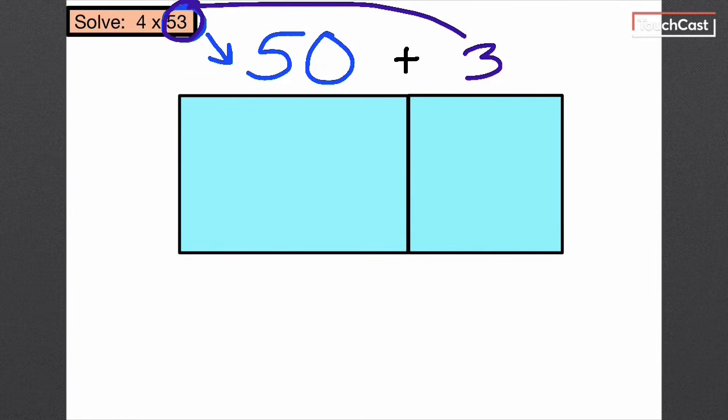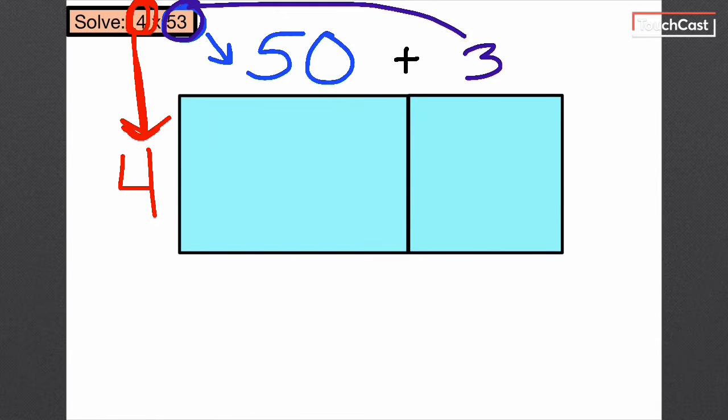The next thing I'm going to do is bring my other number right down here. So I have a 4. I'm going to bring him right down in front of my tens box. So at this point, would you agree that this 4 in my equation is now at the front of my tens block? Good. All right, well, let's take it the next step.